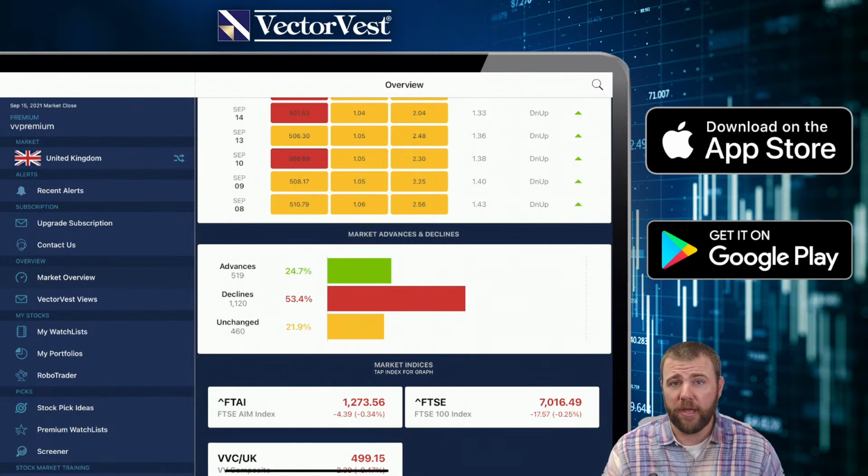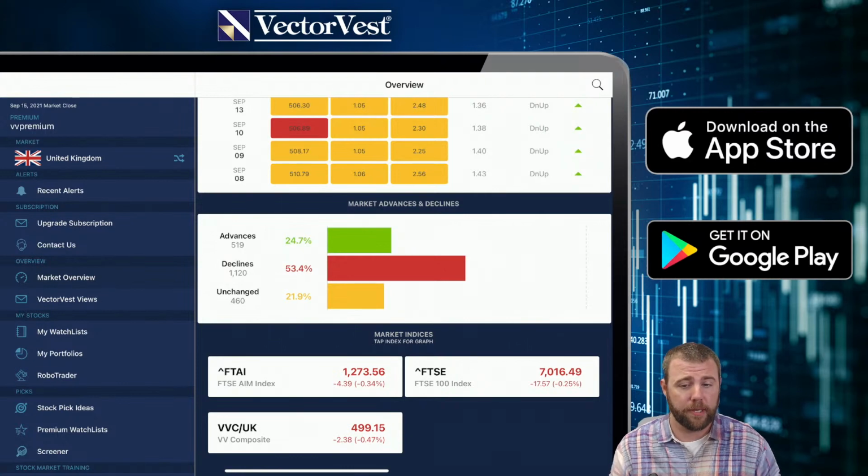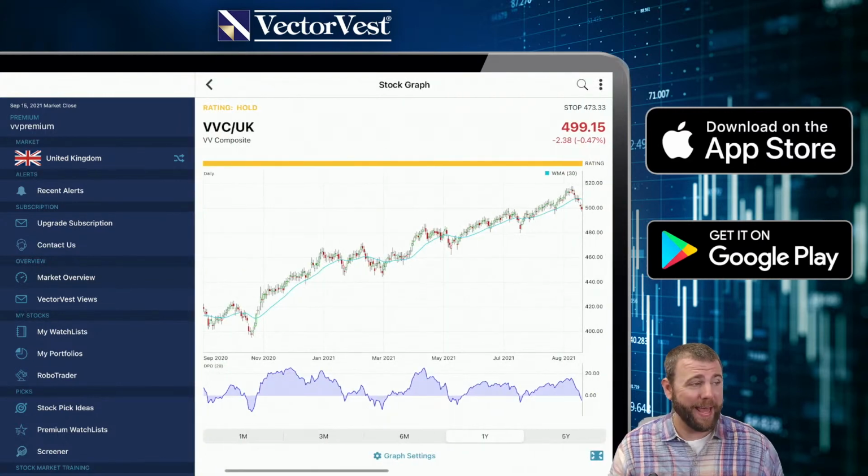So if you're in the UK markets, we have some opportunity to potentially open up a hedge or short or take advantage of the downside currently. We take a look at their major indices. So the FTSE AIM is down about 1/3%. The FTSE 100 down about 1/4%. VectorVest Composite down about 0.5% here.